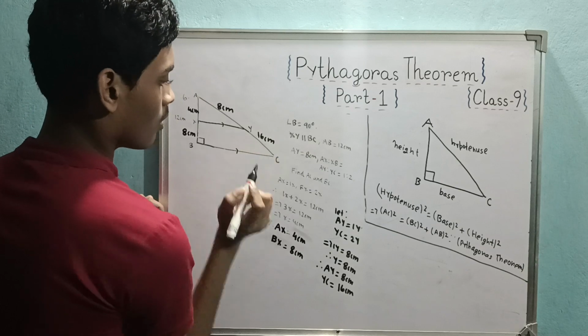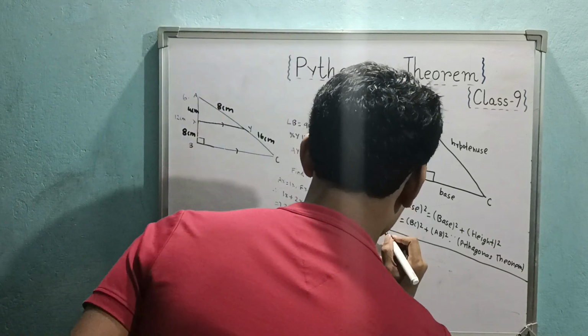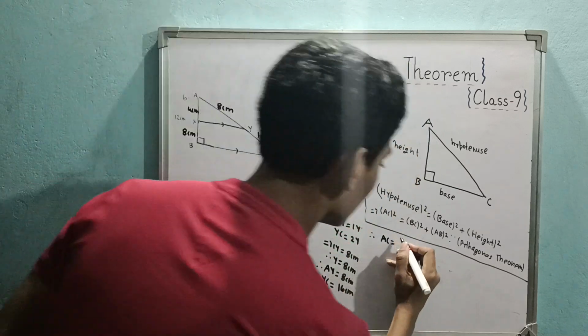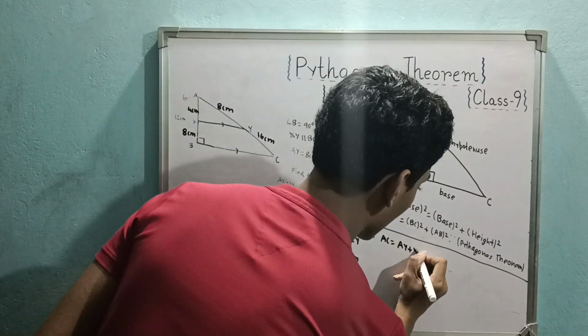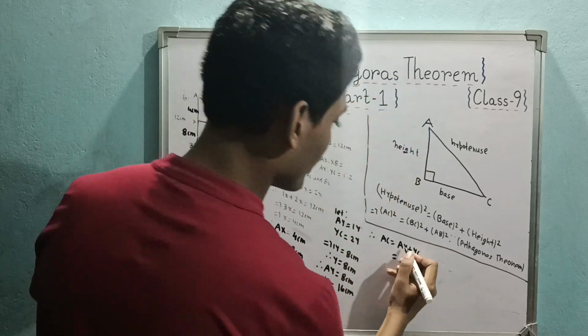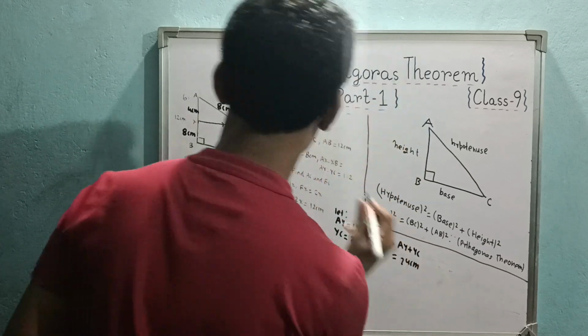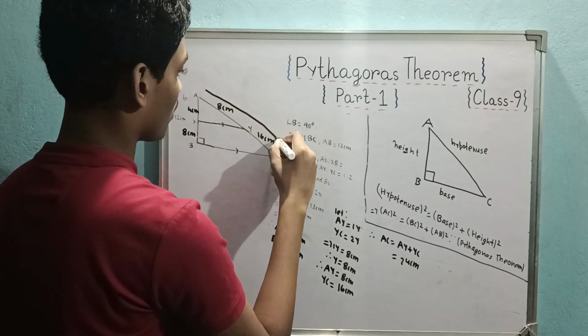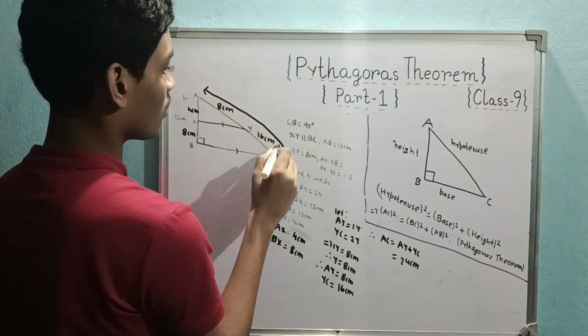16. Therefore AC will be what? AY plus YC equal to 8 plus 16, 24 centimeter. This length. Just consider it, okay?